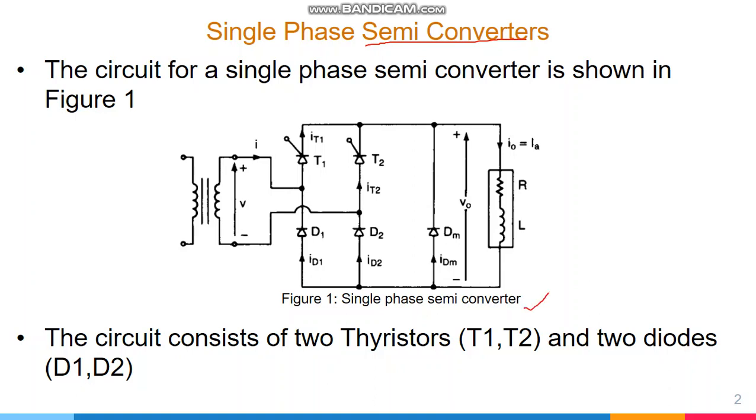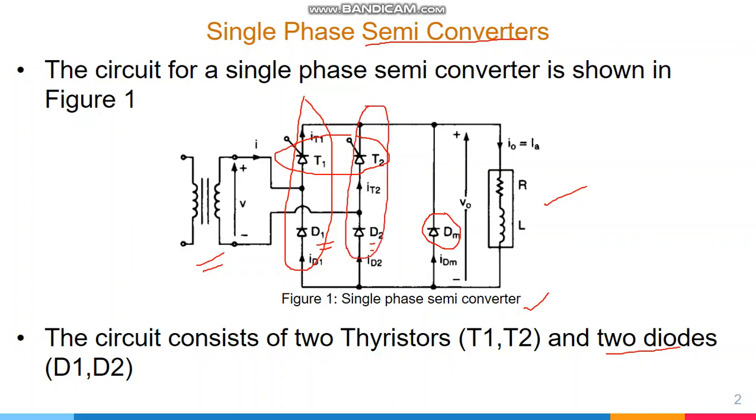If we look at the circuit diagram, we happen to know that we have two thyristors T1 and T2 and two diodes which are named as D1 and D2, and in addition to this we have a freewheeling diode DM, an RL load, and on the input side we have a transformer as an AC source. We have a thyristor and diode in one leg and another thyristor and diode, T2 and D2, in another leg. So we will see the operation of this kind of setup, which is known as semiconverter.